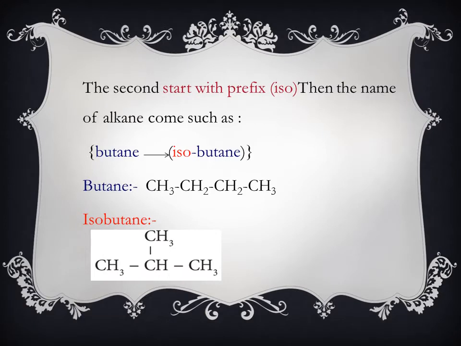The second starts with the prefix iso, then the name of the alkane comes, such as butane, changed to isobutane. The general formula of butane is CH3 CH2 CH2 CH3, and when it changes to isobutane, it's CH3 CH CH3 and the other CH3 up.